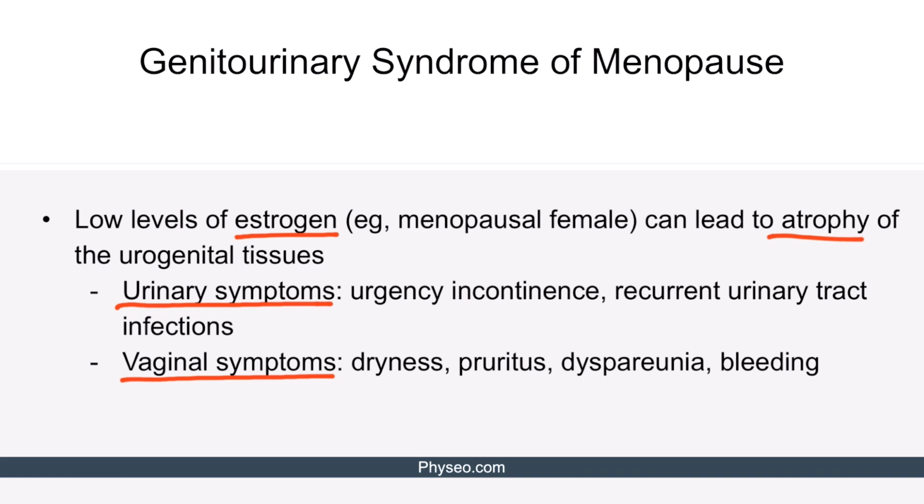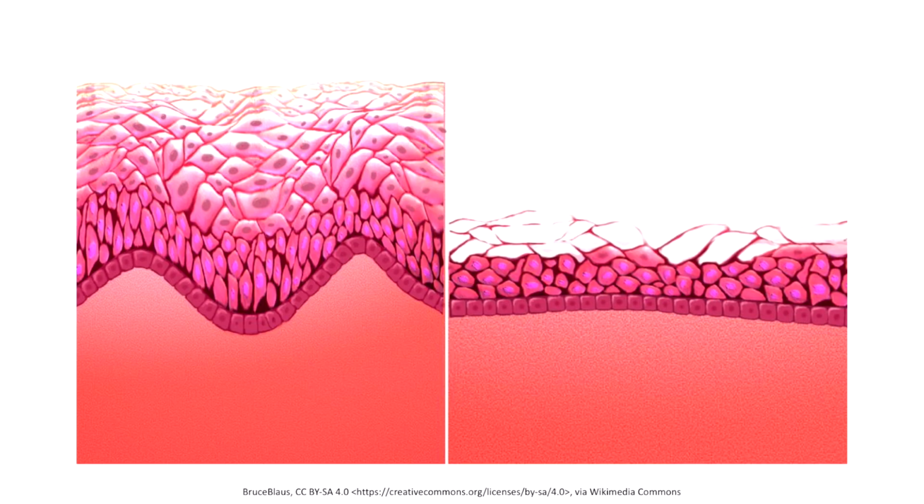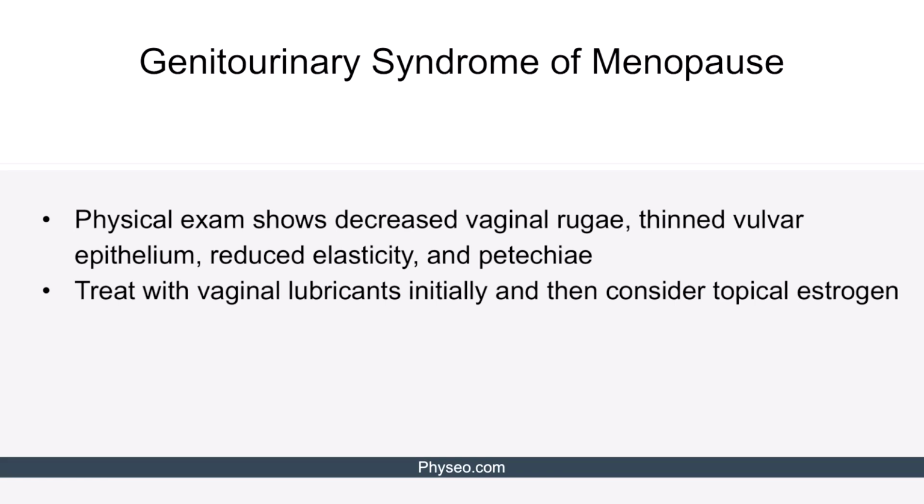So let's show a visual representation to drive this home. Here we see an artist's depiction of normal vaginal mucosa on the left and postmenopausal vaginal mucosa on the right. And notice that significant atrophy. This occurs because of the low estrogen, and that's a reason for many of the symptoms that we've just described. Now, the physical exam in these patients shows decreased vaginal rugae, thinned vulvar epithelium, reduced elasticity, and even petechiae. And the petechiae are just small areas of bleeding underneath the epithelium.